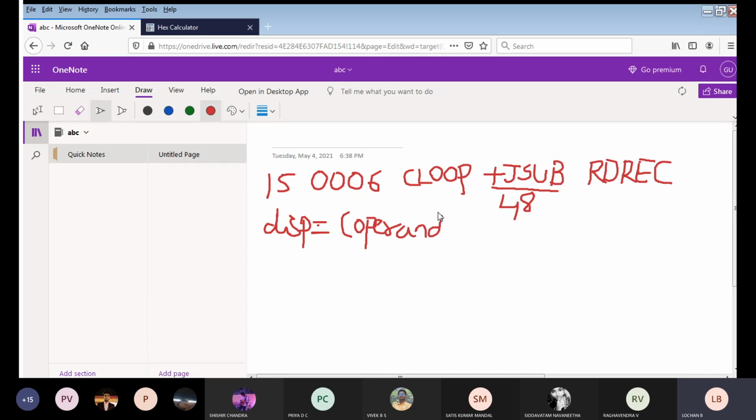Operand is nothing but the address. We have to check what the address is with respect to that particular RD REC instruction. So I'll repeat once again, to calculate your displacement, what is the formula? Displacement is equal to operand. Okay, so I'll open the table so that you can see the table. Afterwards we'll come back to the writing pad.